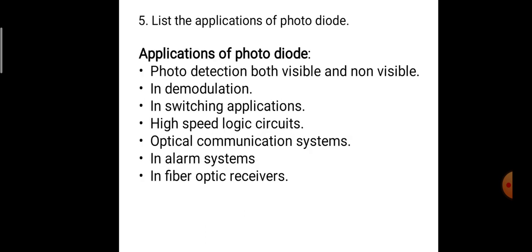Fifth question: list the applications of photodiode. Now we are discussing the applications of photodiode. Photo detection, both visible and non-visible, in demodulation, in switching applications, high-speed logic circuits, optical communication systems, in alarm systems, in fiber optic receivers.